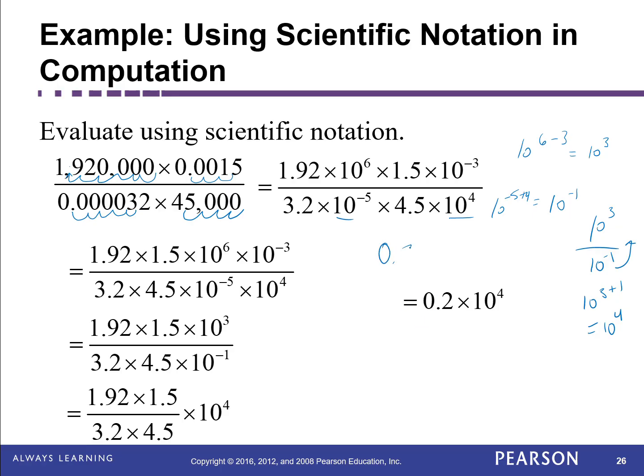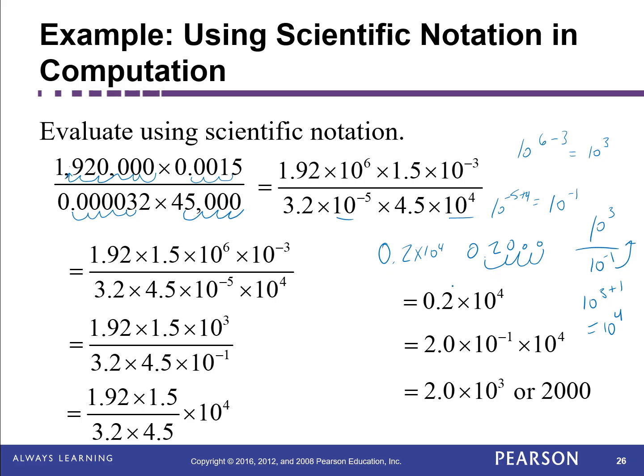So if I do 0.2 times 10 to the 4th, essentially what I'm doing is taking that 0.2 and moving it 4 times to the right. 1, 2, 3, 4. 1, 2, 3 to fill in the empty holes here. So I'm really looking at 2,000. Okay, so I'm looking at 2,000, and this really complicated scientific notation problem turned out to be something fairly simple.